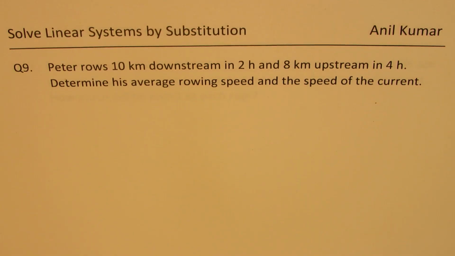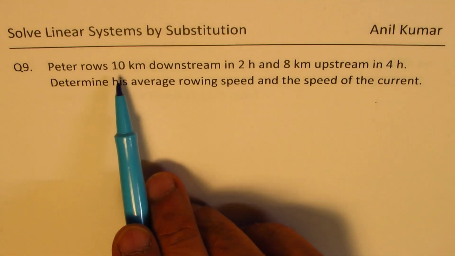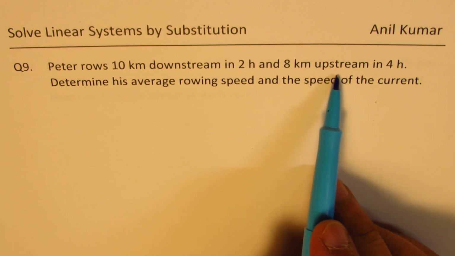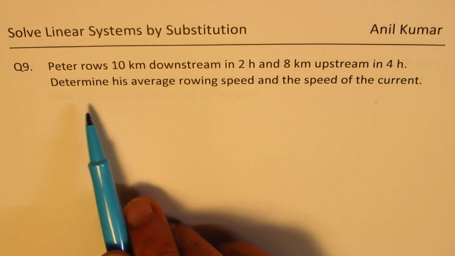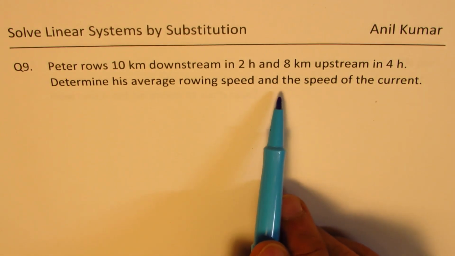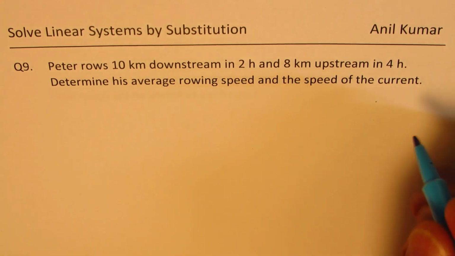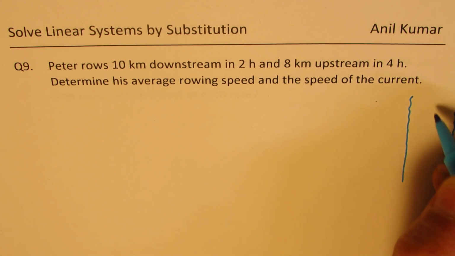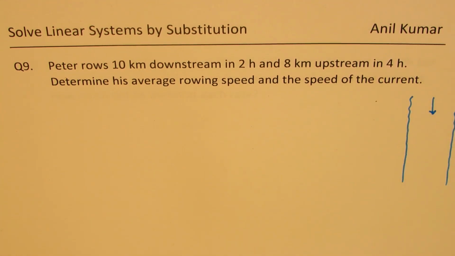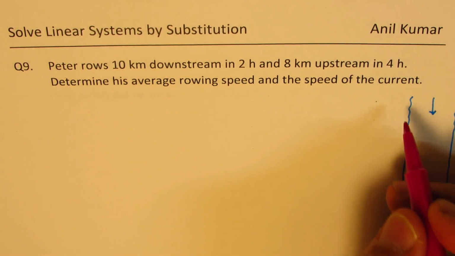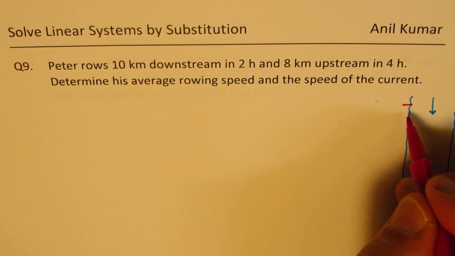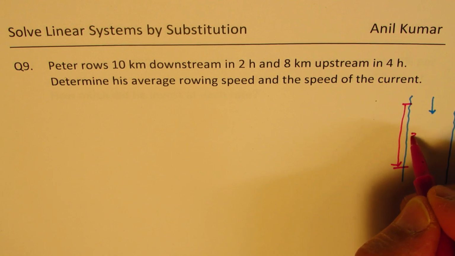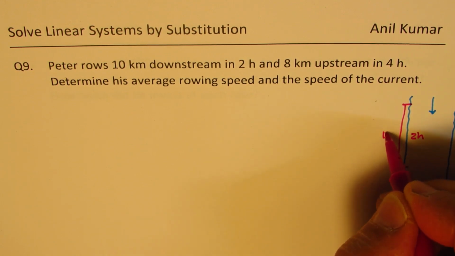Question number 9. Peter rows 9 kilometers downstream in 2 hours and 8 kilometers upstream in 4 hours. Determine his average rowing speed and the speed of the current. So this is a very popular question. Let's say that is the river which is flowing in this direction. So we are given that going down by 10 kilometers, let's say up to here, it takes 2 hours, right, which is 10 kilometers.